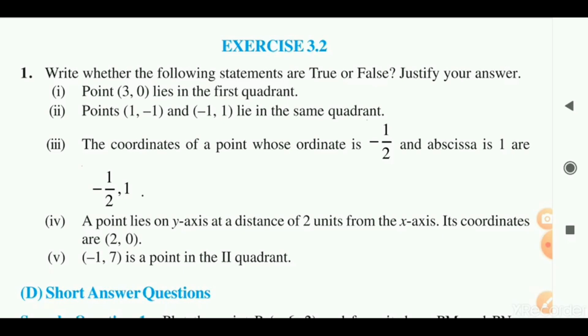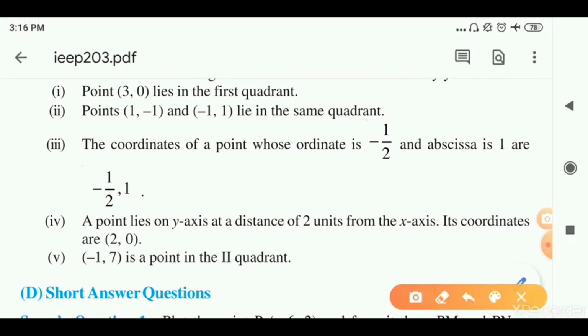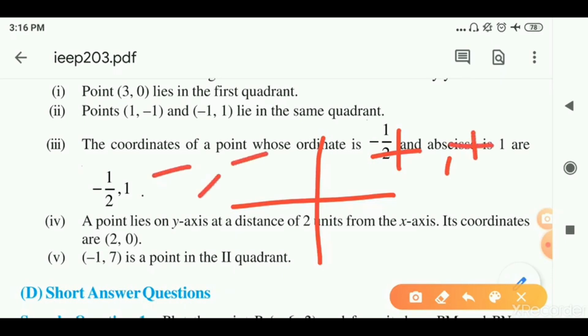The first statement is that the point (3, 0) lies in the first quadrant. Dear students, if you remember, I told you that there are four quadrants and the sign of the first quadrant is plus plus, the second quadrant is minus plus, the third quadrant is minus minus, and the fourth quadrant is plus minus. As you can see, the point (3, 0) has abscissa 3 and ordinate 0. So it will not lie in any of the four quadrants.